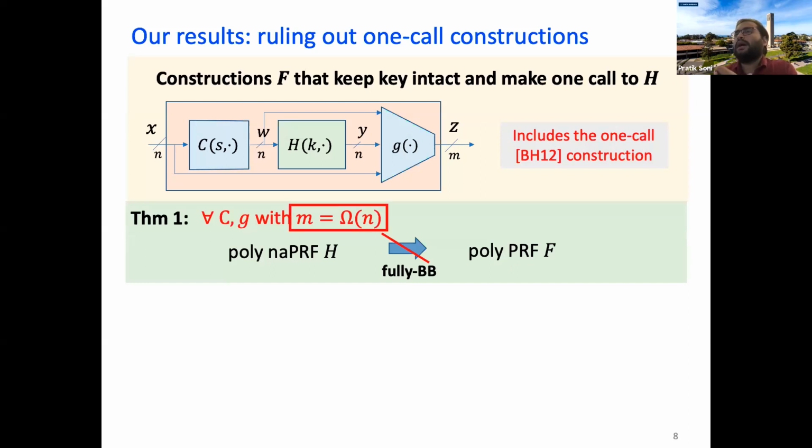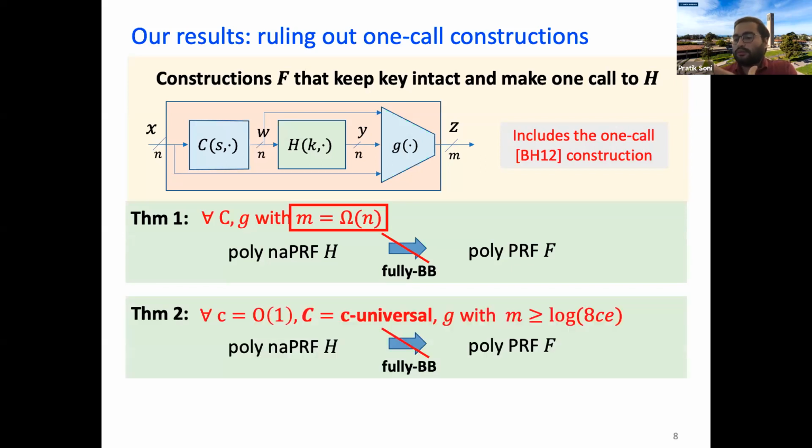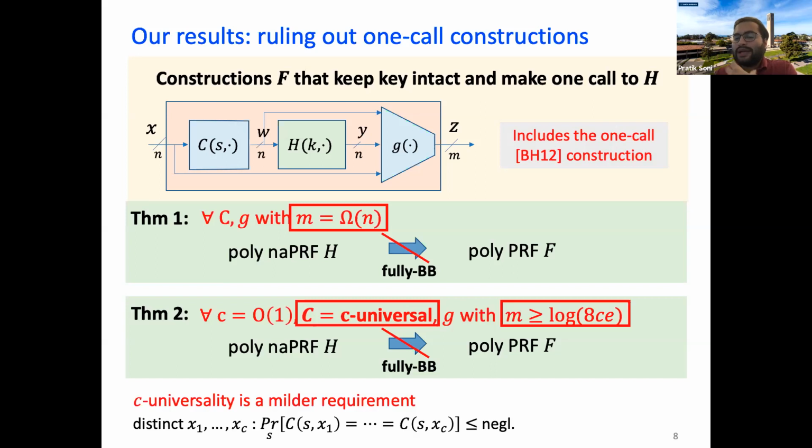But this requires the output to be sufficiently long. We can rule out shorter outputs and in fact even constant length outputs at the cost of making an assumption on the pre-processing function, which is basically a relaxation of the well-studied notion of universal hashing. In fact, by lower bounding the output length by larger and larger constants, it suffices for us to make increasingly weaker assumptions on the pre-processing function.